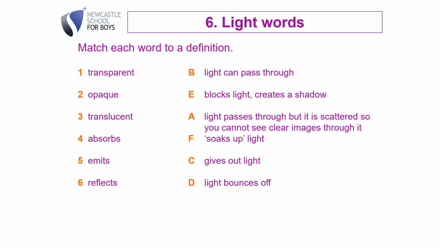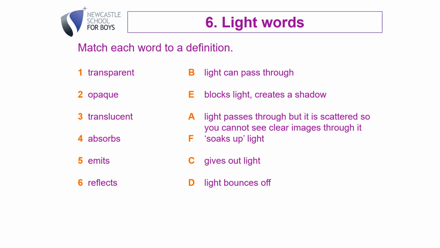The word transparent means light can pass through. Sometimes you might say it's see-through, but it's better if you say it's because the light can pass through it. Opaque means that it blocks out the light, light can't pass through it. Translucent means that light passes through, but it's scattered when it does.